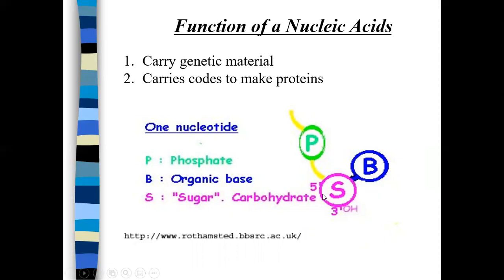This is the simplest schematic diagram of one nucleotide. In the middle there is sugar, pentose sugar. At the 5 side, there is the phosphate group. At the 3 side, there is the nitrogenous base or organic base. Thousands of such nucleotides link with each other in an opposite manner to form nucleic acid, or in other words, to form DNA and RNA.